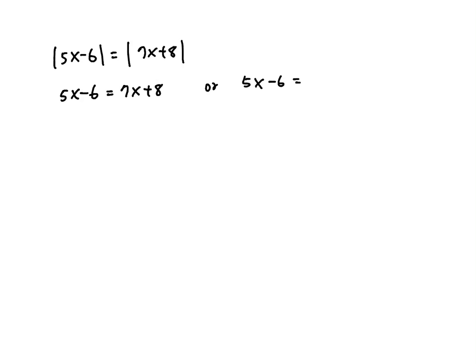All right, last one for this problem. Absolute value of 5x minus 6 equals absolute value of 7x plus 8. This one is going to be pretty straightforward, same idea. Either 5x minus 6 is going to equal 7x plus 8, or 5x minus 6 equals negative. Now, this time, be careful. You need to put parentheses around the 7x plus 8.